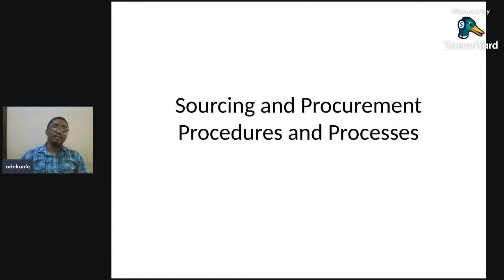Okay, today we'll be looking at sourcing and procurement procedures and processes. Here we'll be looking at different procedures and processes that you, as a procurement specialist or a supply chain expert, will have to go through to ensure that you are doing the right thing in your buying processes.